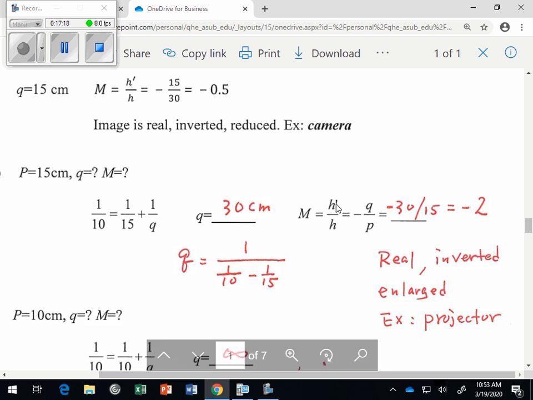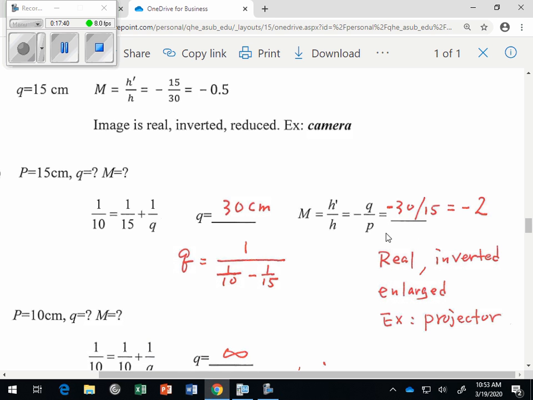Okay. So now we find the magnification. The height of the image over height of the object equals negative Q over P. Q equals 30 and P equals 15. Negative 30, you will have a negative sign here. 30 over 15 gives you negative 2.